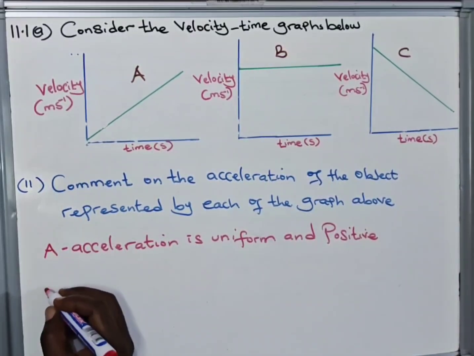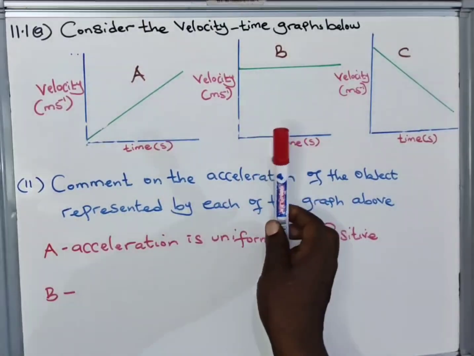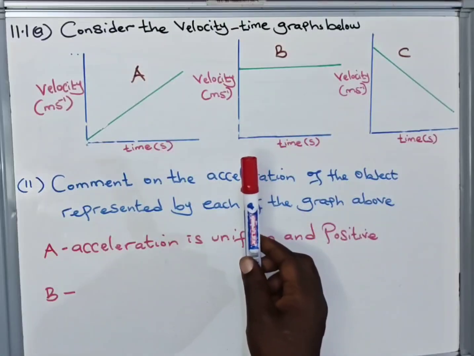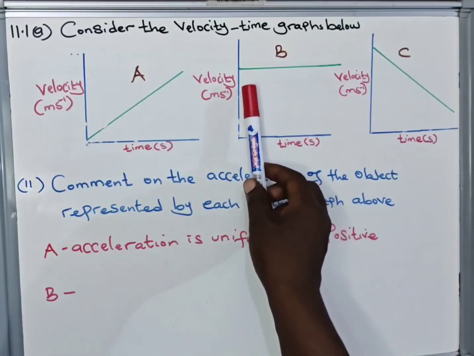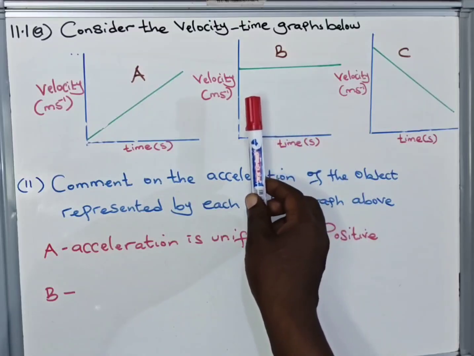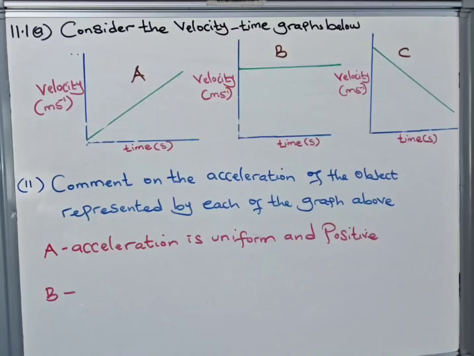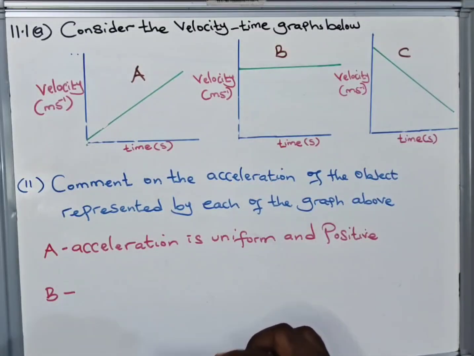Then we come to B. What is the acceleration of B? B is moving with uniform velocity. And what does uniform velocity imply? It implies that acceleration is zero because there is no change in velocity. So for B, acceleration is zero.